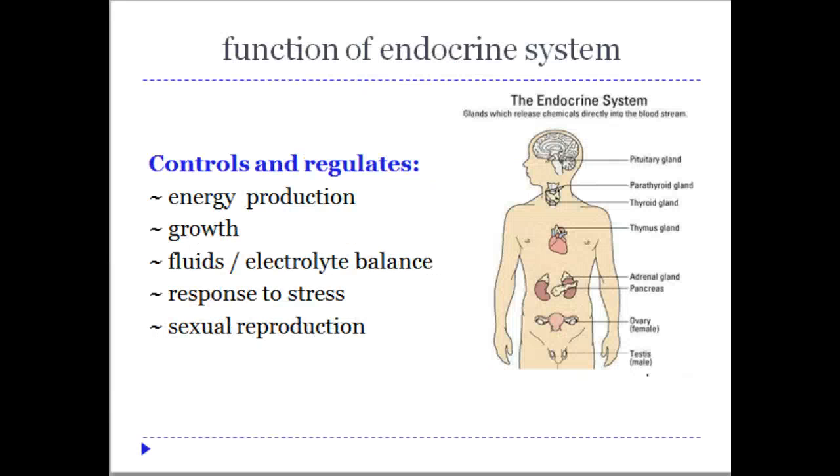Slide 3, we need to talk about the function of the endocrine system, and this should be a very quick review for you all. You know that the endocrine system controls and regulates different hormones in our body. We use those for energy production, we use them for growth, we use them for electrolyte balance, responses to stress, and also sexual reproduction.